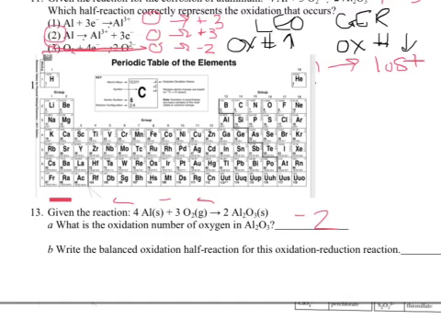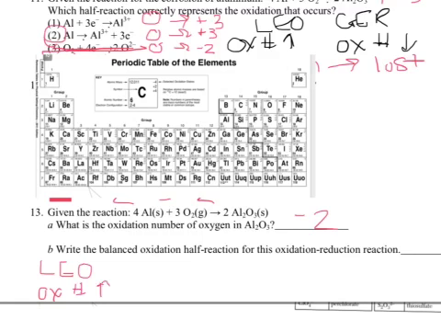Finally, it asks us to write a balanced oxidation half reaction for the oxidation reduction reaction. Now, it's really important that you only write a half reaction, which means you only talk about one element, the element undergoing oxidation, and you don't write a balanced reaction or talk about both elements. So here, we recall that the loss of electrons is oxidation, so our oxidation number must go up.